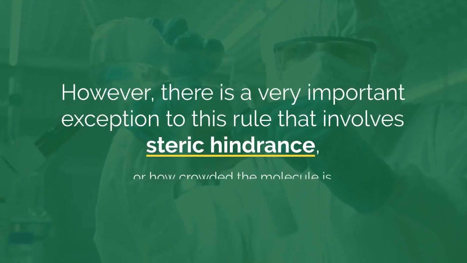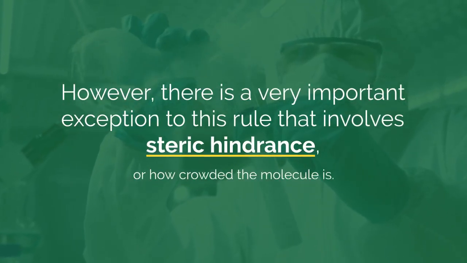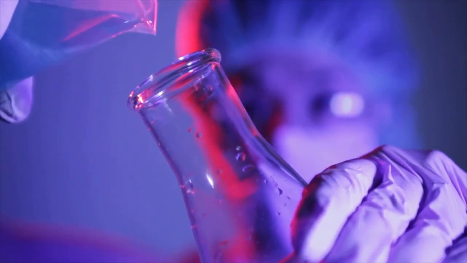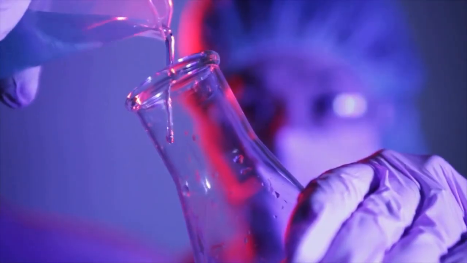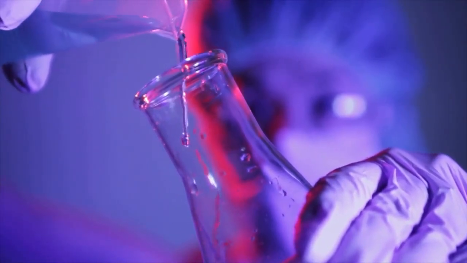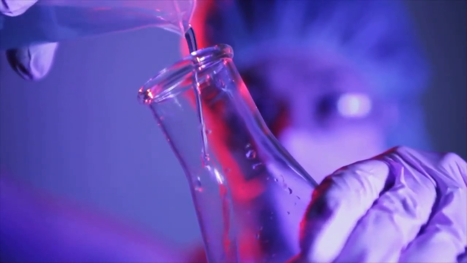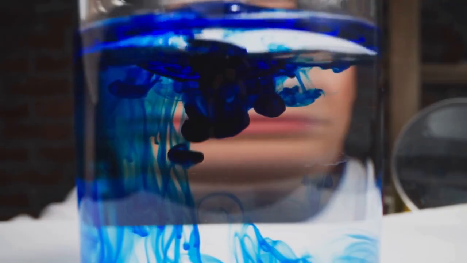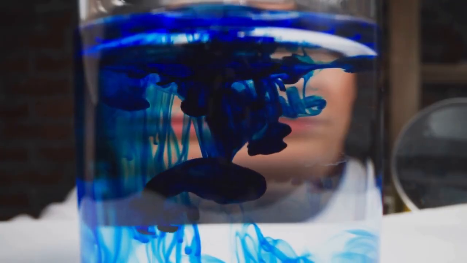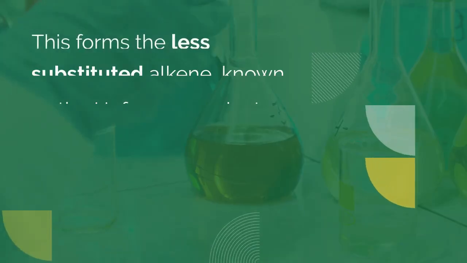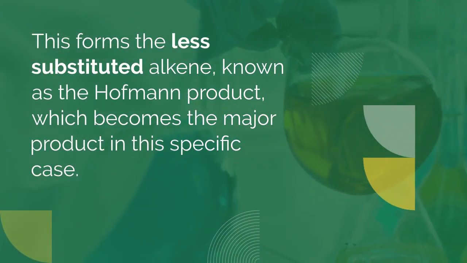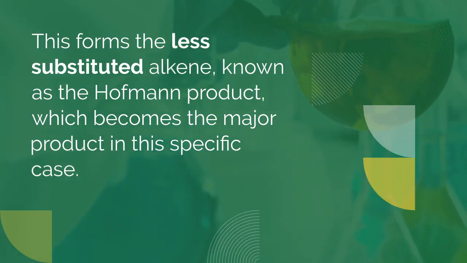However, there is a very important exception to this rule that involves steric hindrance, or how crowded the molecule is. If you use a large, bulky base like potassium tert-butoxide, it has trouble reaching the inner hydrogens needed to form the stable Zaitsev product. It's just too big to squeeze in there. Instead, it will grab a less hindered, more accessible hydrogen from the outside of the molecule. This forms the less substituted alkene, known as the Hofmann product, which becomes the major product in this specific case.